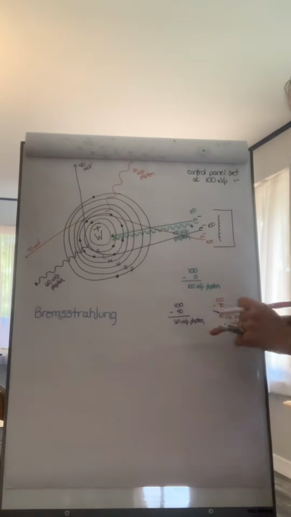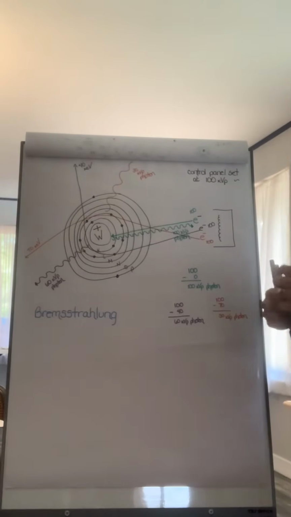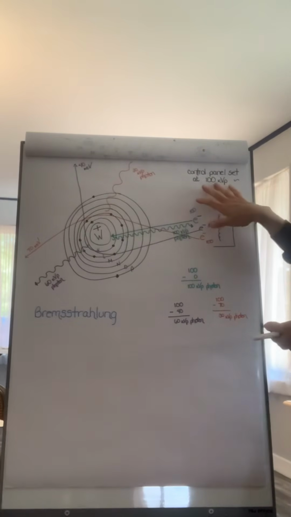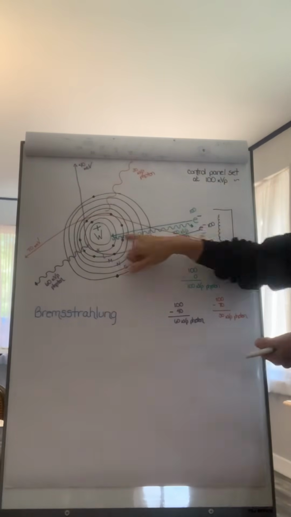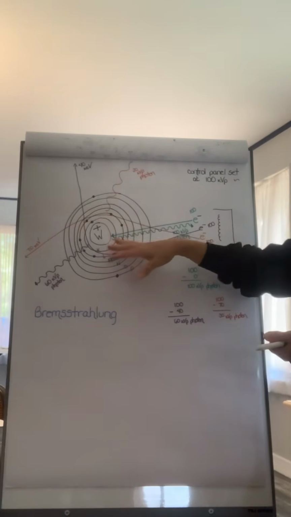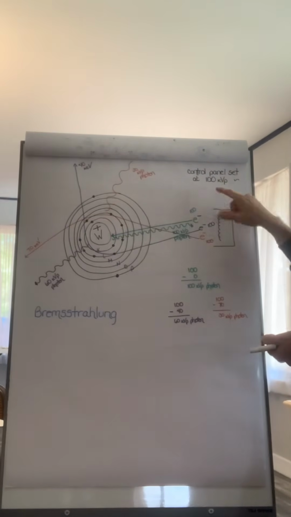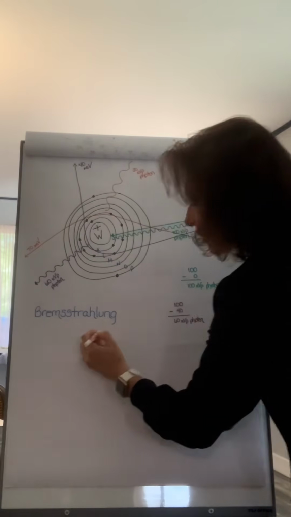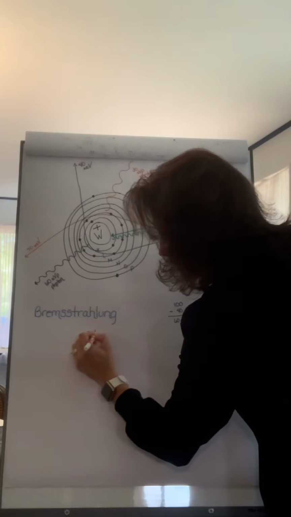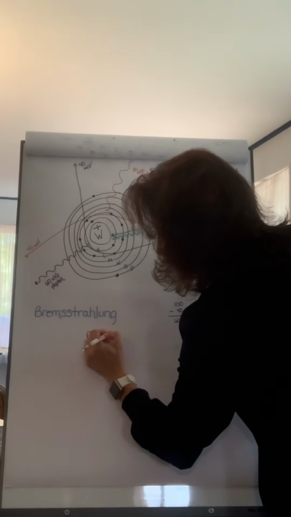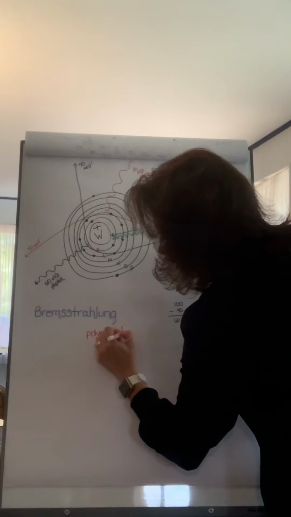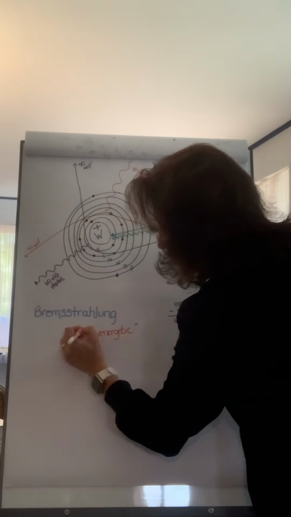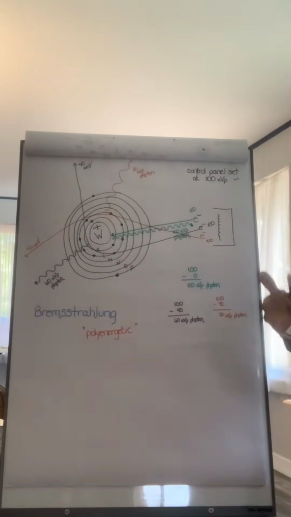So you get all kinds of energies with Bremsstrahlung. We said you can get from 0 all the way up to your maximum set kVp. How do you get the maximum? By it coming as close as it possibly can and giving up all of its energy. But you can get everything in between. That's how we end up with a polyenergetic beam, meaning multiple energies. Polyenergetic, multiple energies. All right, and that is Bremsstrahlung.